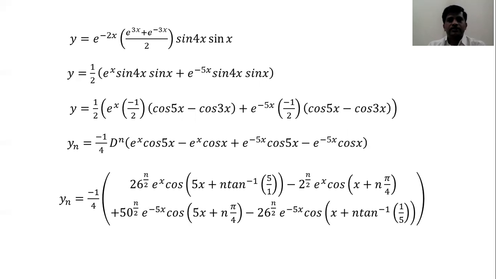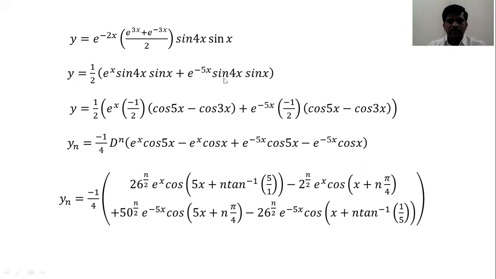e power minus 2x into (e power 3x plus e power minus 3x) divided by 2 into sin 4x into sin x. Now 1 by 2 into e power minus 2x should multiply both the terms. e power minus 2x into e power 3x is e power (minus 2 plus 3) x, that is e power x, into sin 4x into sin x, plus e power minus 2x into e power minus 3x is e power minus 5x into sin 4x into sin x.